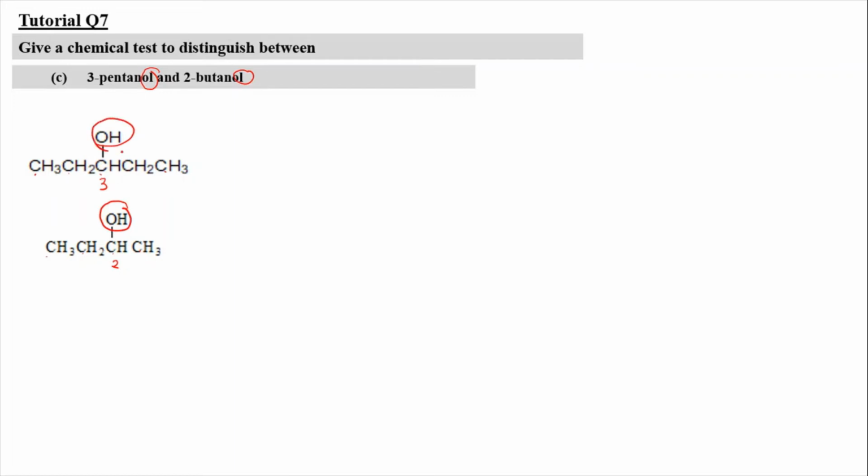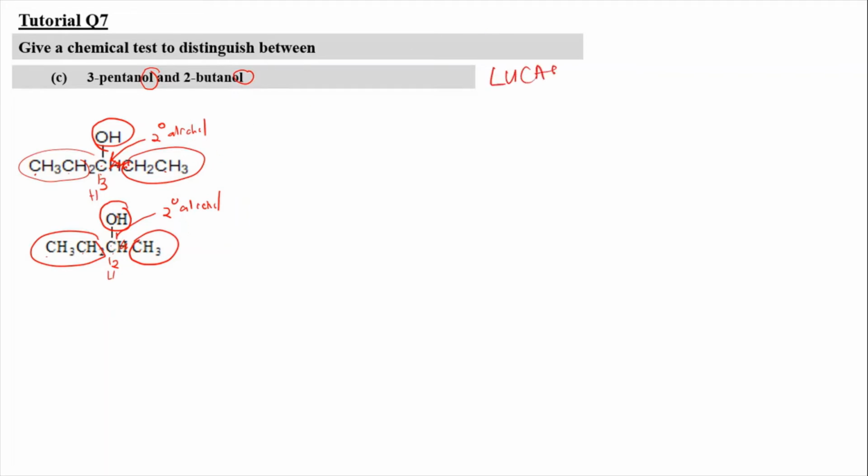As what you can see here, this carbon is going to be a secondary alcohol, and here, the carbon that is attached with OH is going to be a secondary alcohol as well. Because if you were to expand, you're going to get C here attached with 1 and 2 alkyl groups. Same goes to here. So both are secondary alcohols, so you cannot use the Lucas test. What you can do is use the iodoform test.